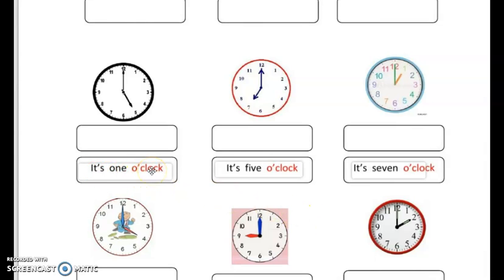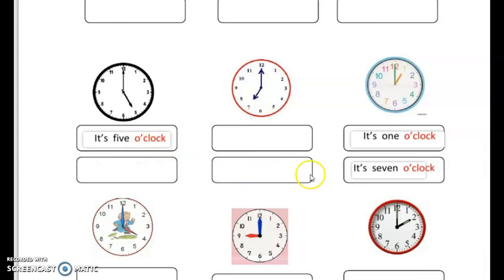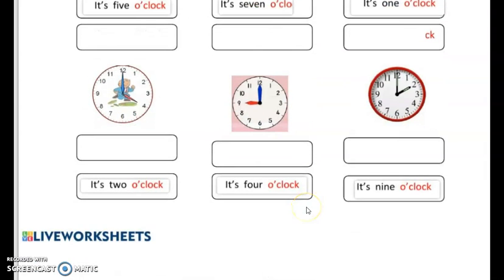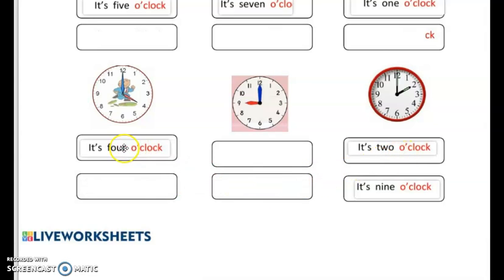If you look down here, we have the same. It's 1 o'clock. It's 5 o'clock. It's 7 o'clock. So it's 1 o'clock is this clock here. It's 5 o'clock here. And it's 7 o'clock, which goes here. All right. This one here, it's 2 o'clock. It's 4 o'clock. It's 9 o'clock. So it's 2 o'clock. It's 4 o'clock. And it's 9 o'clock.